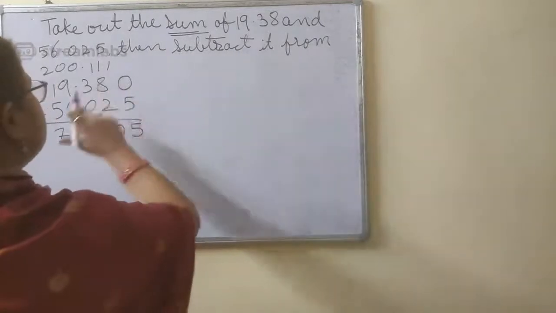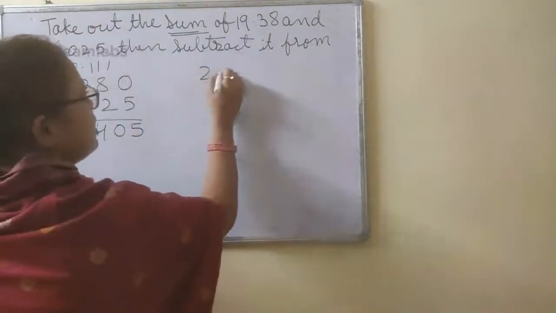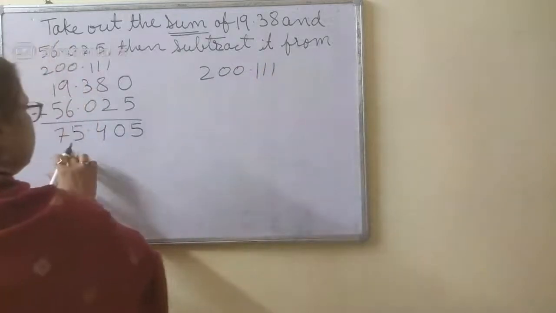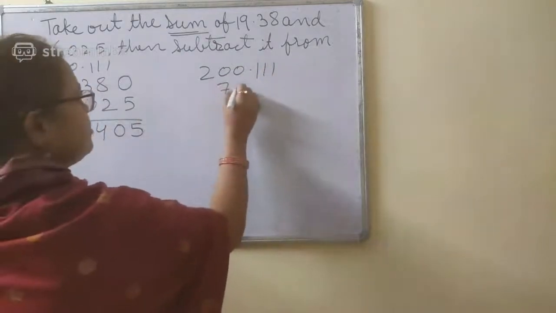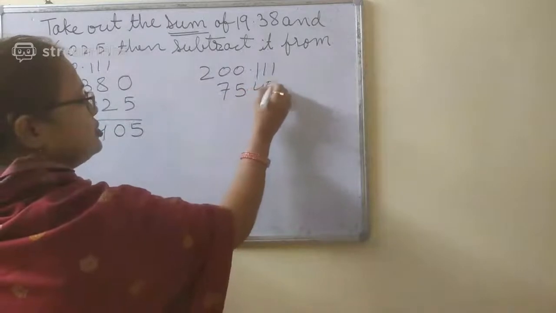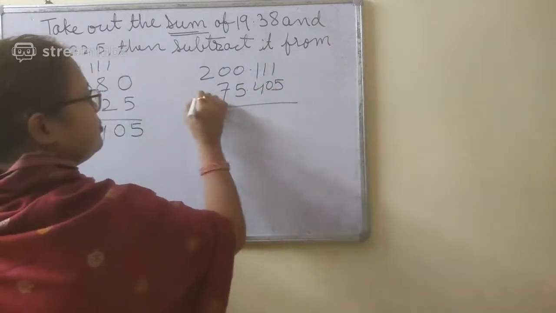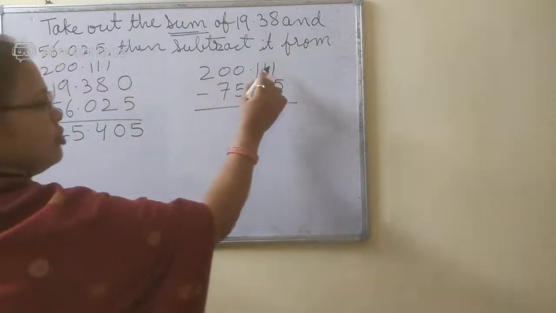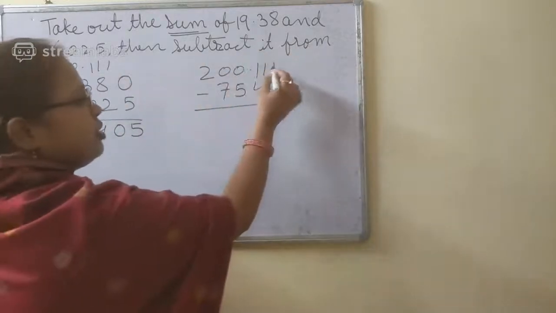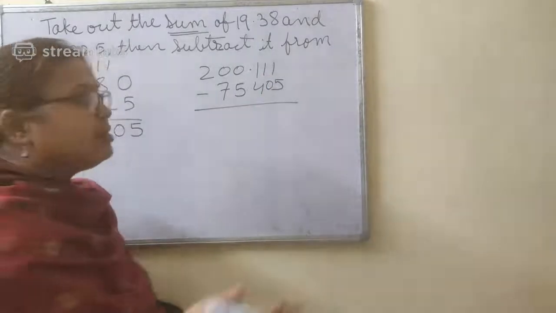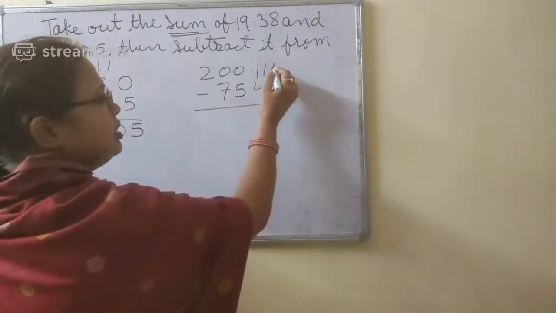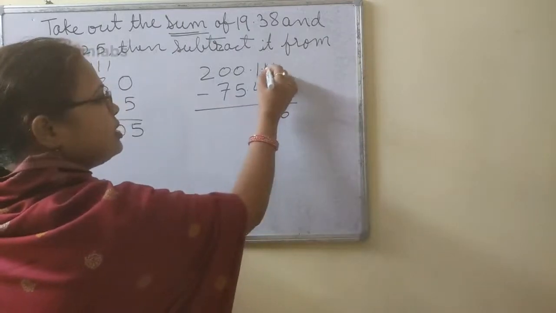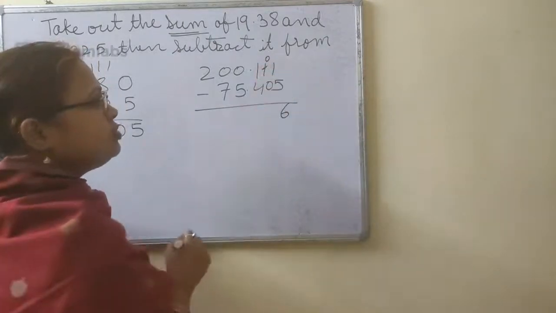Then subtract it from what? First we have to write 200.111 and then we will write this one, 75.405. We have to subtract because it is written subtract it from. So we will write from this one first. Now 1 minus 5 we cannot subtract, so we will take 1 from this. It will be 11. 11 minus 5 is 6. 0 is left here.